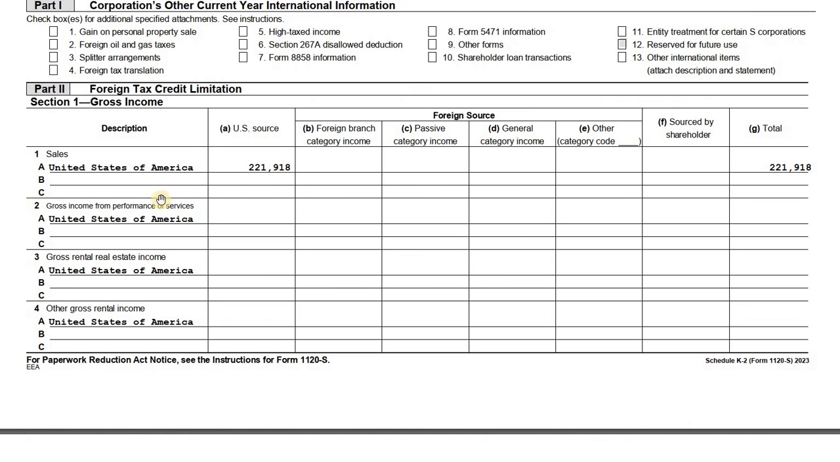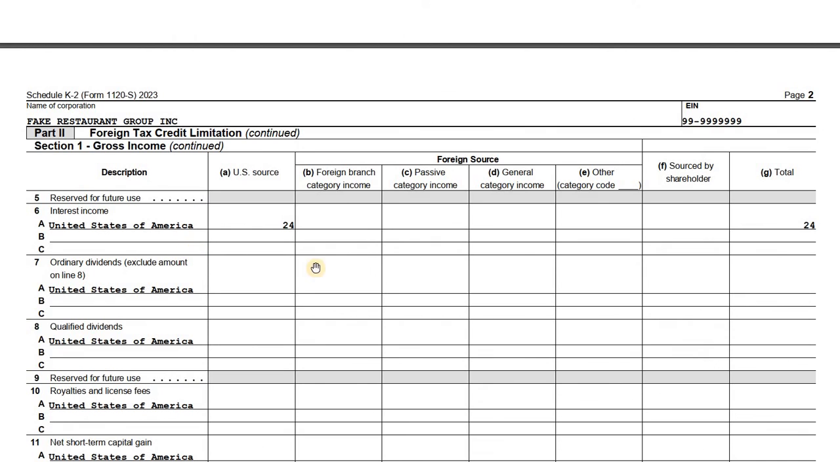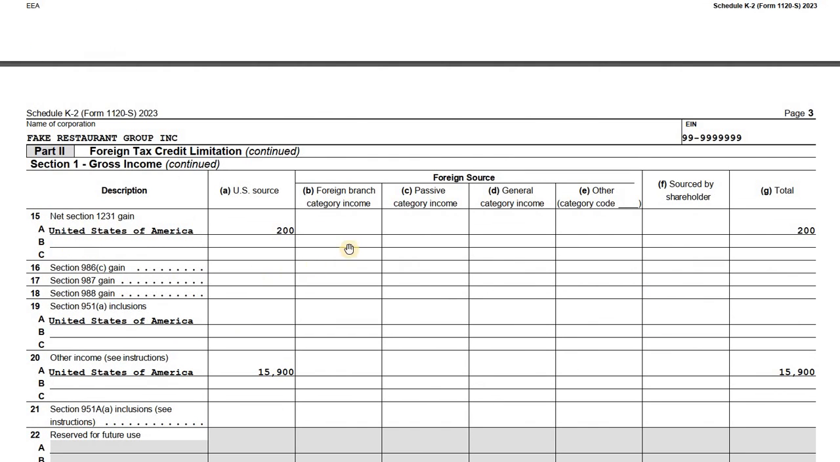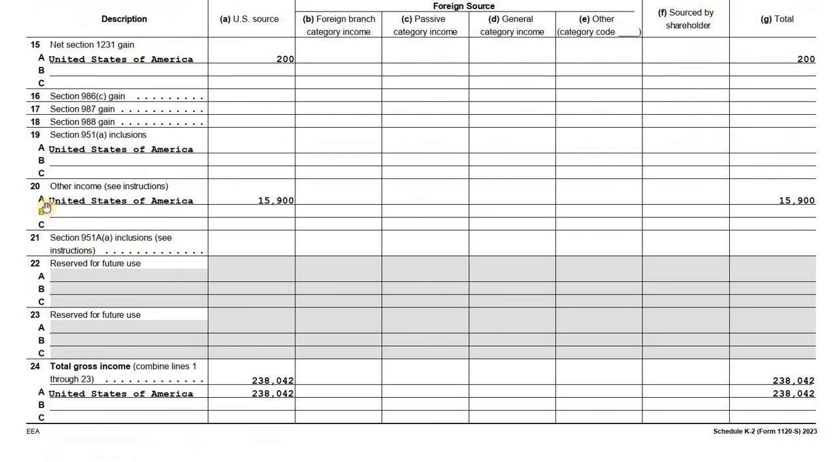So it's U.S. source income. U.S. of A is listed as the country of source. We've separately stated the interest income down there. We've separately stated the Section 1231 gain. There's the $200 1231 gain. And we've also separately stated the ordinary portion on the sale of the assets.